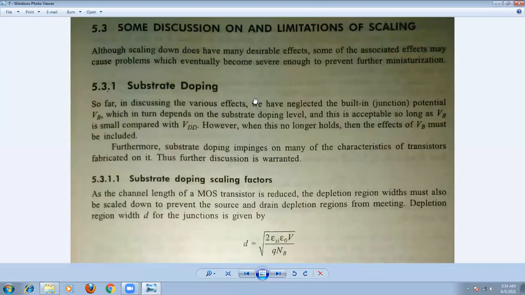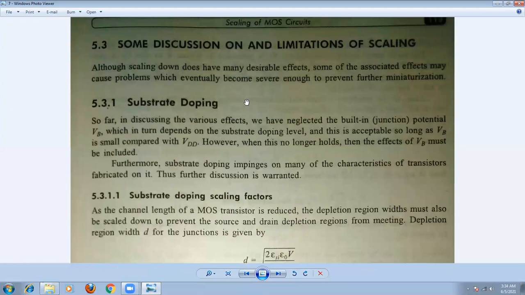Okay, let's go for substrate doping, the main important thing in this case. Just observe the substrate doping. What happens when the doping increases, and what happens when the doping decreases? In MOS structures, up to now we have not discussed some effects. We are going to assume those effects are neglected.